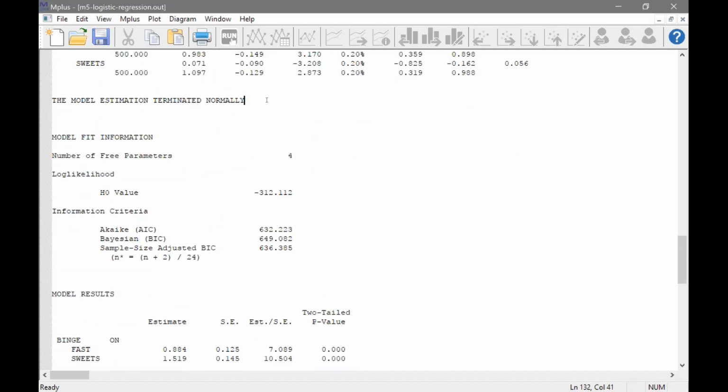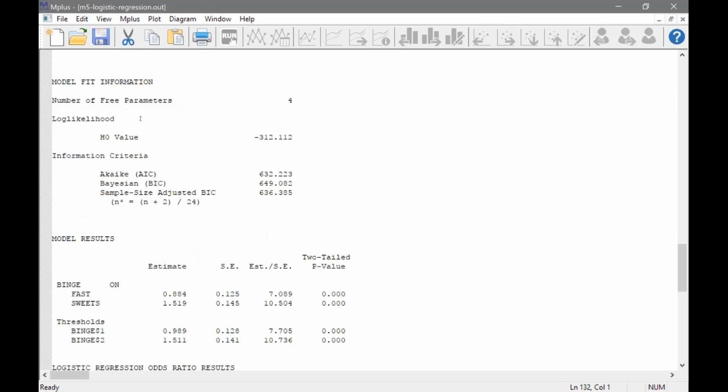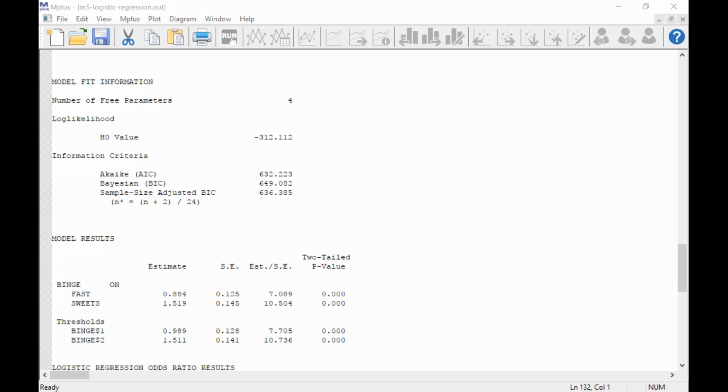Next you get another message that is very important, which tells you that the model estimation was terminated normally. This is another place in the output file where you might get warnings or even errors. Underneath you get the model fit information. So you would get the log likelihood value and the Akaike and Bayesian information criteria. You can use these two to compare across models.